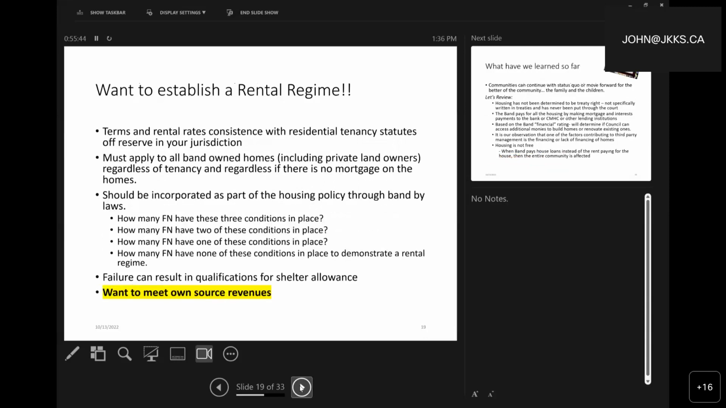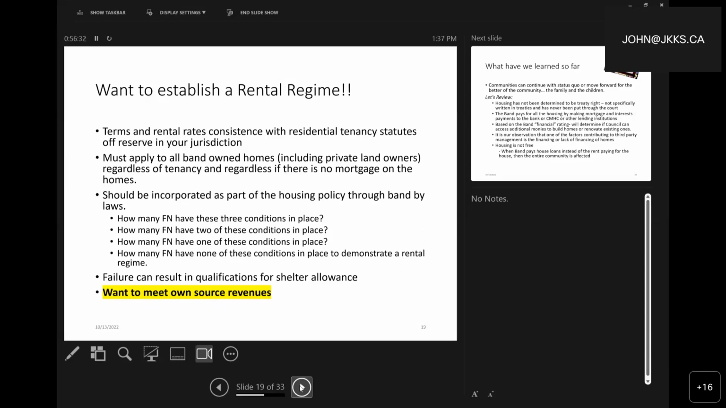So what I find interesting is you want to establish, theoretically, a rental regime. Communities want to do that because why? Well, you have consistent rental tenancy. You have clear policies. You have a clear flow of everybody paying rent. There are no exceptions. It applies to all members. You incorporate housing policy through band bylaws. And what's happening is, I believe, the failure to establish a rental regime disqualifies many people who are falling upon hard times from receiving shelter.